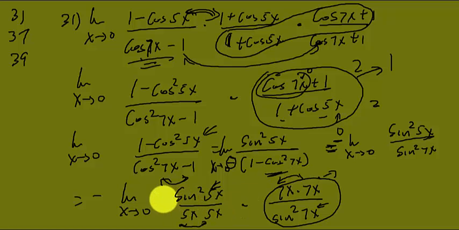That gives me a problem, so I have to adjust for that. So I'm going to put 25 over 49, and since that's a constant, I can pull that out. This is now going to 1, and this is going to 1. So the whole thing goes to negative 25 over 49. Okay, 37.